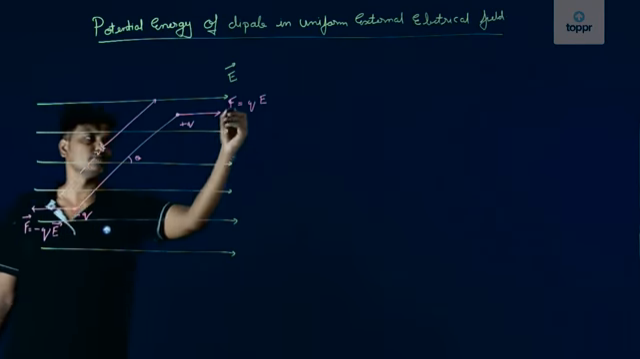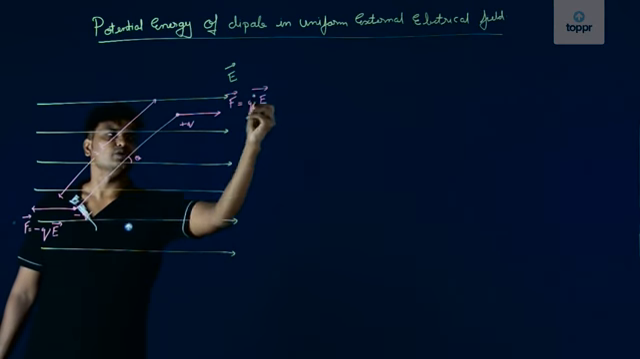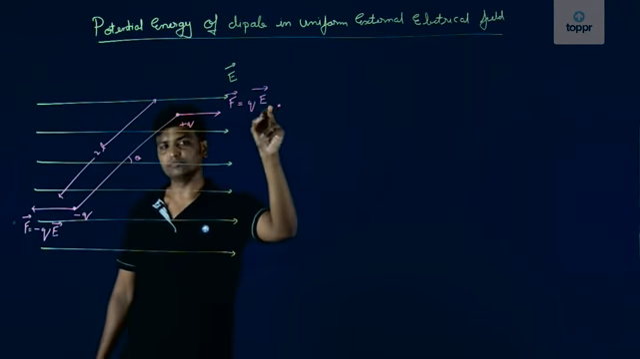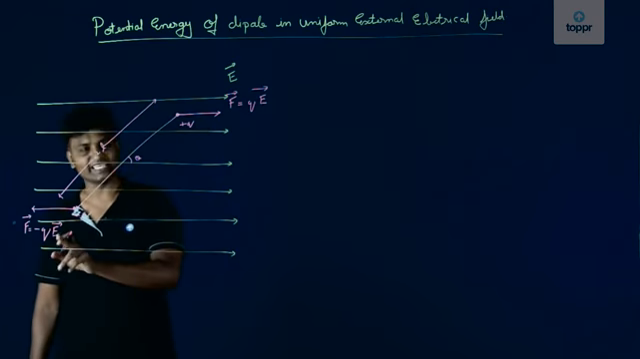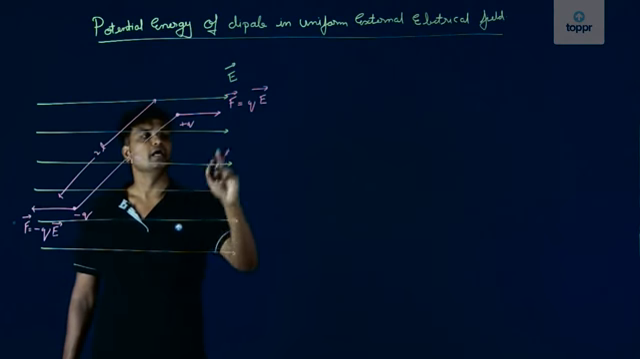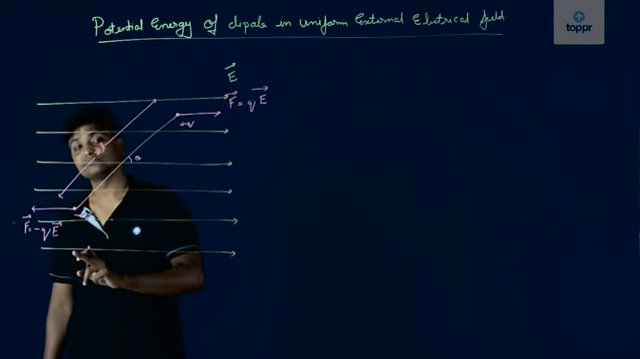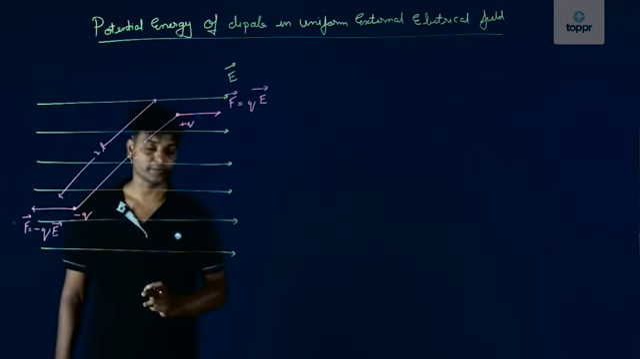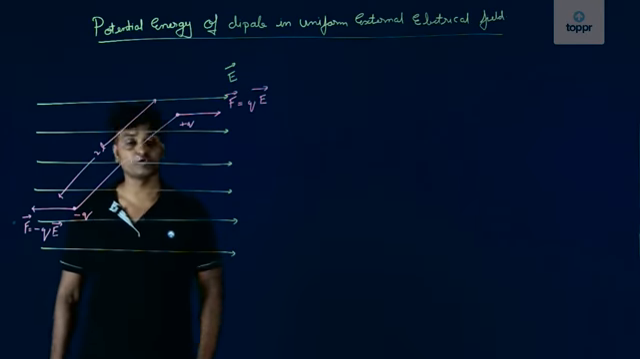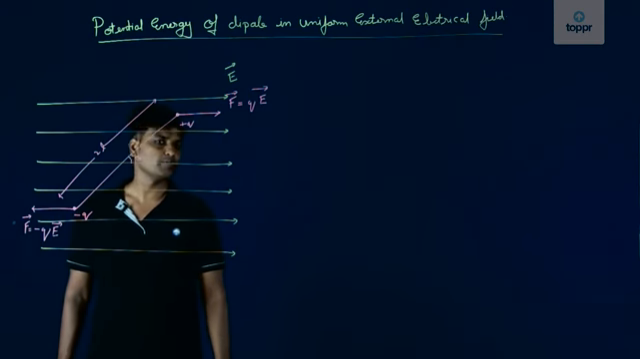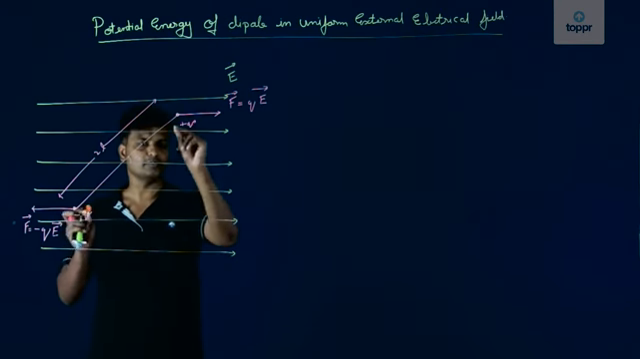So how is the nature of the force? Is the electrical field uniform? Yes, it is uniform. So that means this E and this E will be same. Is the magnitude of the charge same? Yes, the magnitude of the charge is also same. That means the magnitude of this force is also same. Okay. But what about the direction? The directions are opposite.